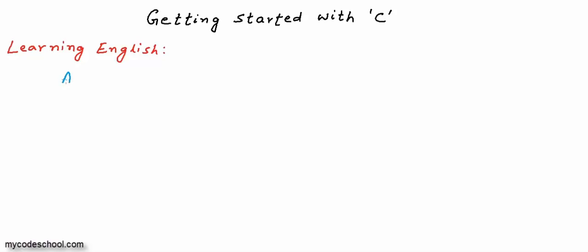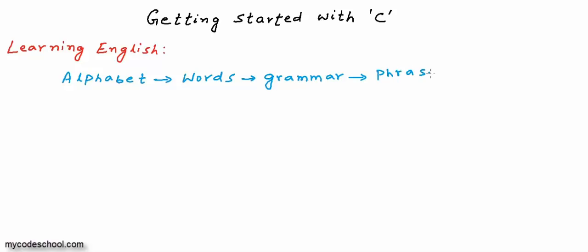First of all, we must know the English alphabet, set of letters in English, and then we can learn some words. And once we learn some words, we must learn grammar, and then we can construct some phrases and sentences. By grammar, we basically mean a set of rules for the language. When we are constructing phrases or sentences, we must follow the grammar.